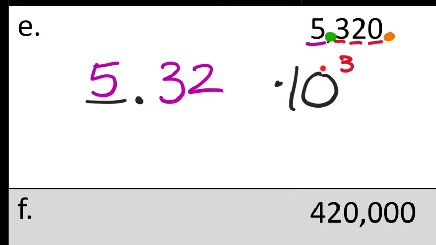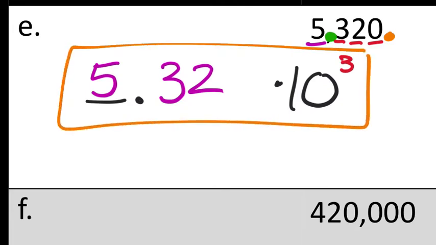Now, this is a positive 3, particularly because the number that we were looking at originally, the standard form number, was greater than 1. If, and we'll see this in some examples, that number is less than 1, then we would use a negative exponent, okay? But as of now, this is our final answer right here. So that's kind of one way to look at it.